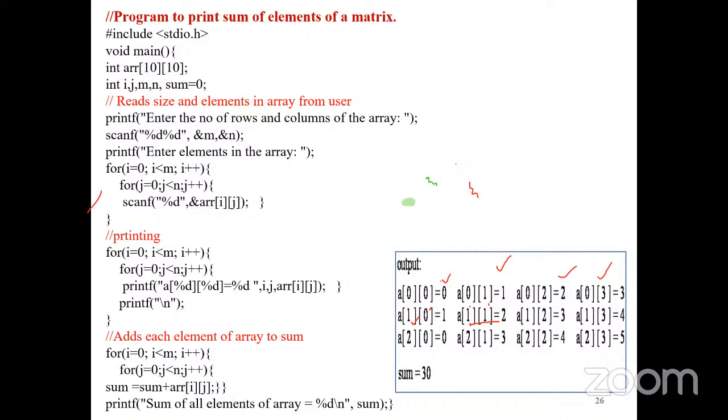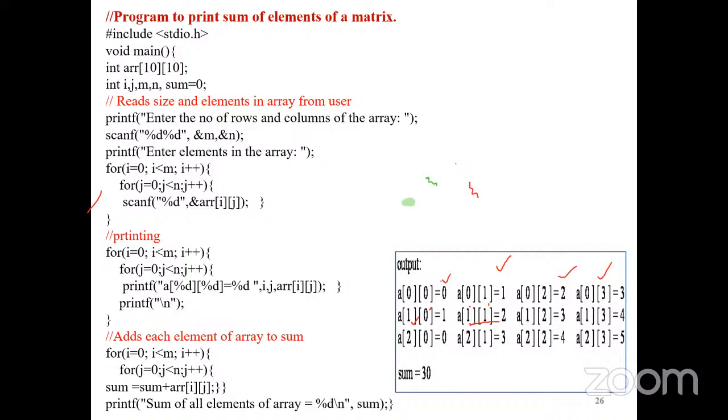So now this for loop is for what? Tell me. This for loop is for printing the array elements. Printing the array elements.